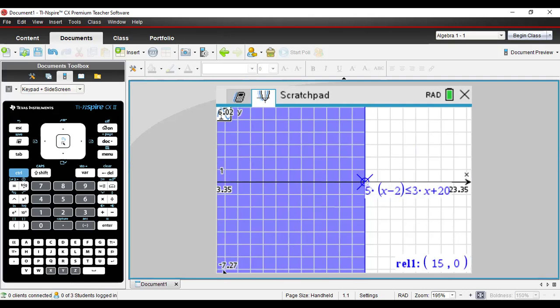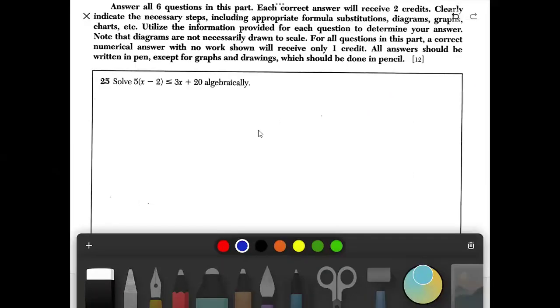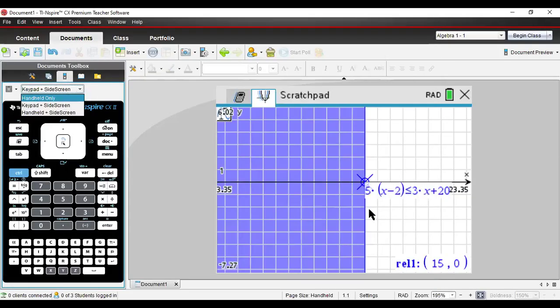Now, let me show you how you would write that. So if I go here, that means my answer is going to be X has to be less than or equal to 15. That's the answer. We just saw it. I'm going to go back, show you that once more. So if I go look at this, you can see that the boundary starts at 15 and it's everything to the left. So that's your answer.